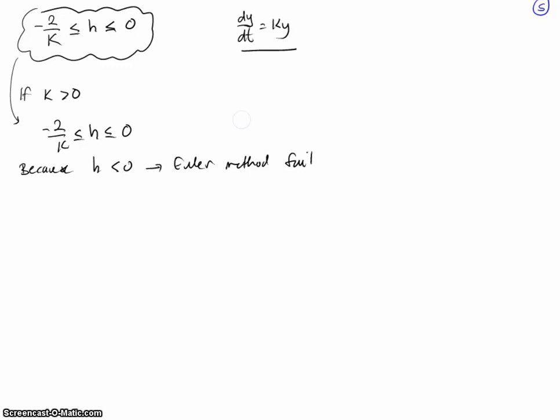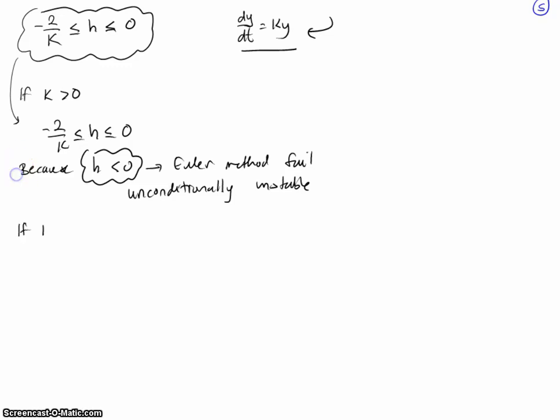So what we can say is that in the case where you're solving this ODE and k happens to be a positive number, the Euler method to solve this ODE is what we call unconditionally unstable. Because regardless of what h value that you use, you will never satisfy the condition where h has to be negative. So the Euler method will fail because the algorithm that you use is going to be unstable. So that is the case if your k is positive.